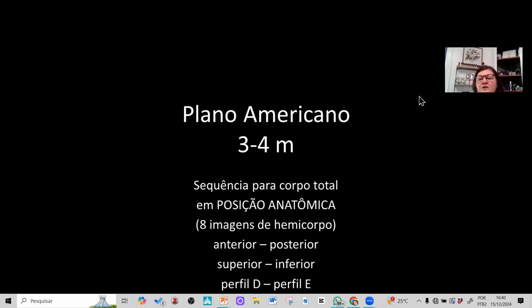Wouldn't it be better for us to send several images to the physician? Wouldn't they be able to read that imaging better? Good question. We must understand that size is not something rigid.